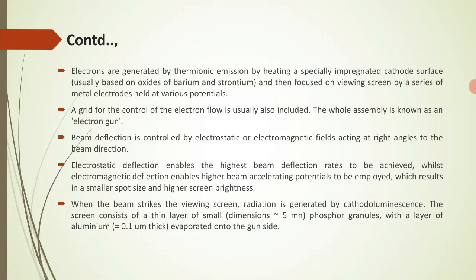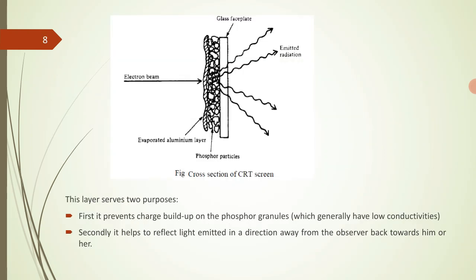So whenever a beam strikes the screen, radiation is automatically generated by cathodoluminescence. The screen consists of a very thin layer of small phosphor granules with a layer of aluminium which is evaporated onto the gun side. So this is the cross-sectional view of the cathode ray tube screen, which consists of the evaporated aluminum layer, phosphor particles and a glass face plate.